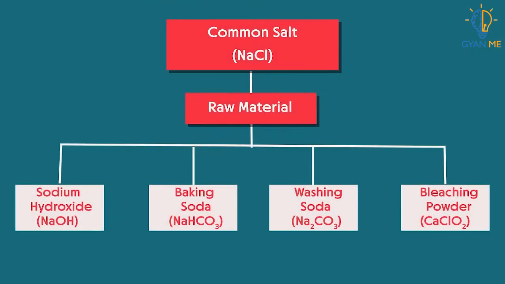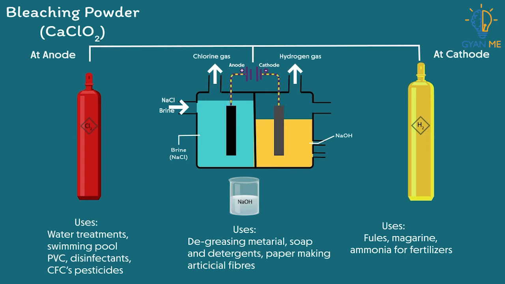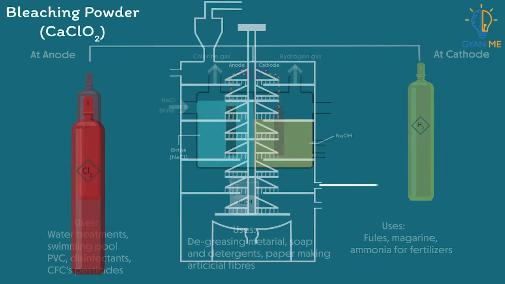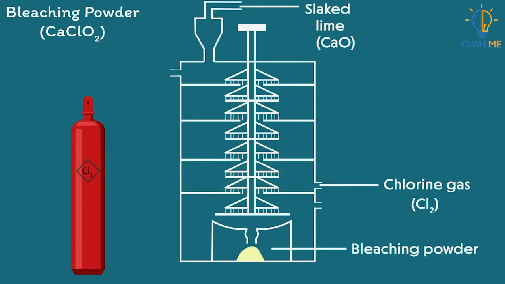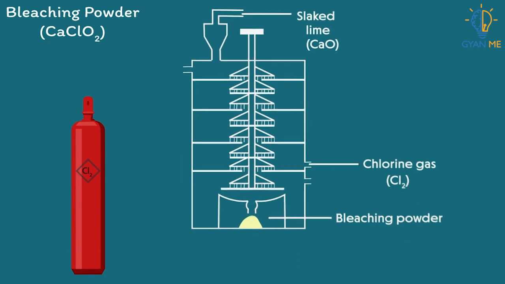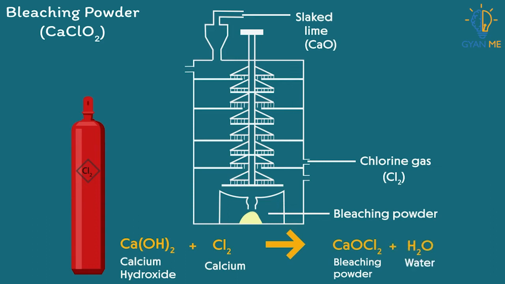Now let us learn about another use of NaCl, which is in the production of bleaching powder. Students, we have already come to know that chlorine is produced during the electrolysis of aqueous sodium chloride, that is brine. We use this chlorine gas to manufacture bleaching powder. Bleaching powder is produced by the reaction of chlorine with dry slaked lime, that is calcium hydroxide. Bleaching powder is represented as CaOCl2. The chemical reaction is calcium hydroxide plus Cl2 gives bleaching powder, that is CaOCl2 plus H2O.